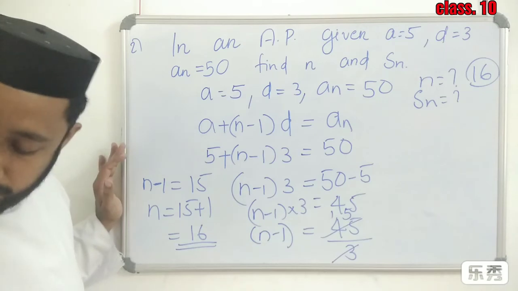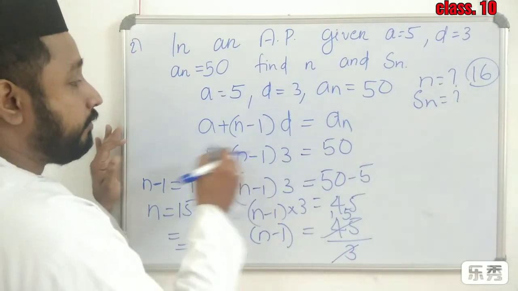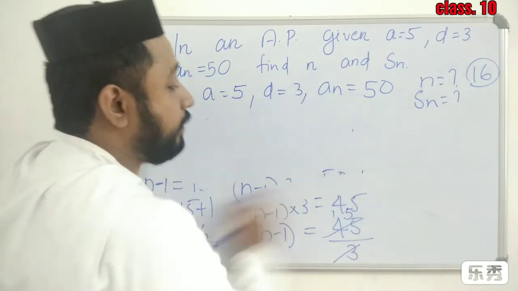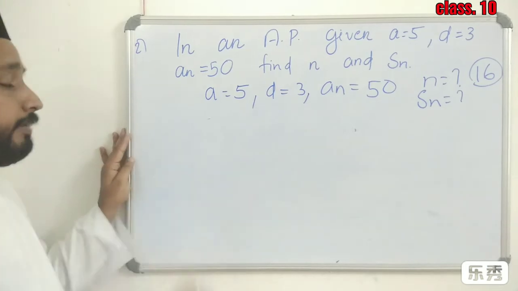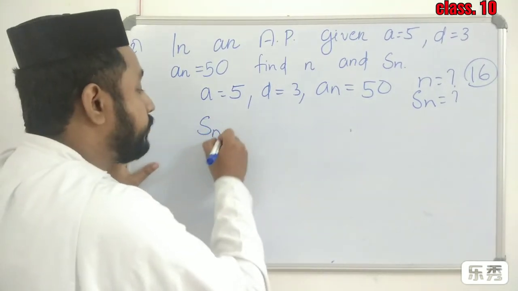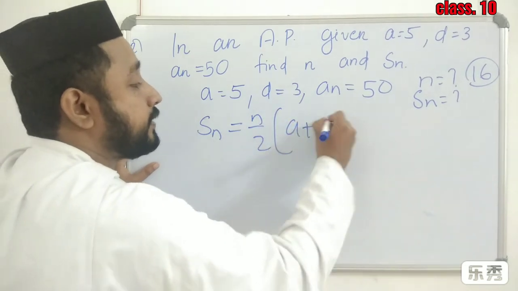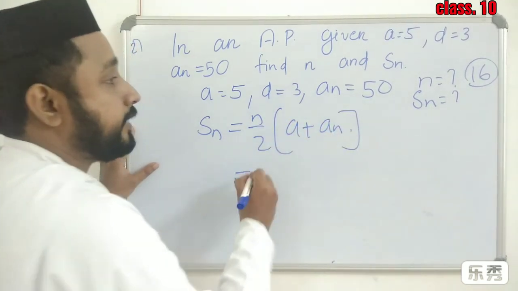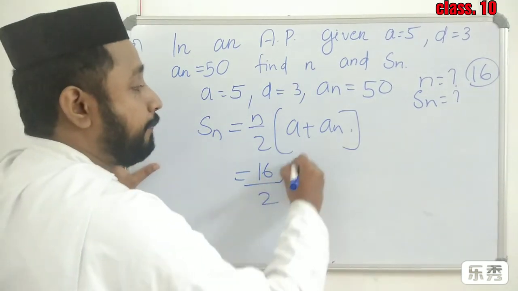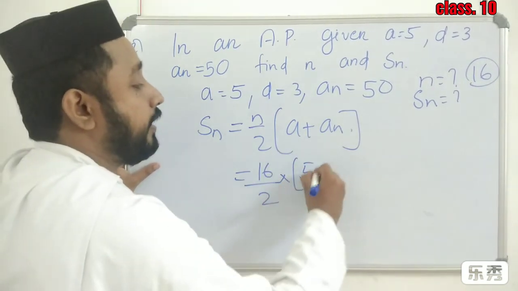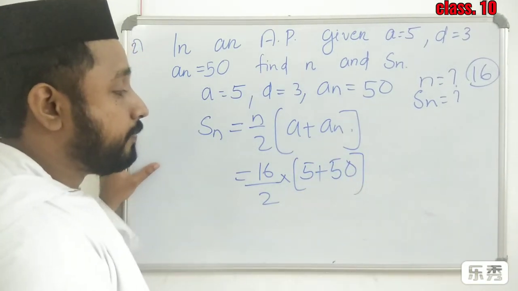So first we found the value of n. So n is equal to 16. The second part is we have to find out Sn. We know the values of a and an, so we use the formula. We have two formulas for Sn. The second formula is n by 2 into (first term plus last term), a plus an, which is equal to 16 by 2 into (a plus an). A is 5, an is 50. So 16 by 2 into (5 plus 50).